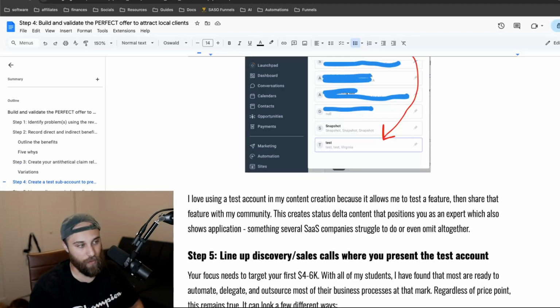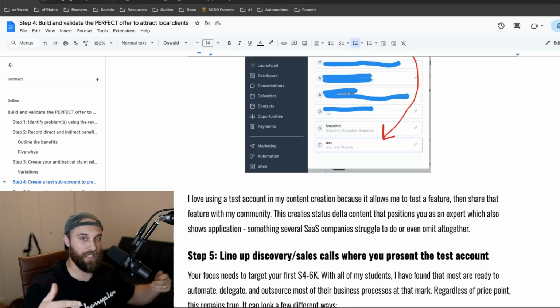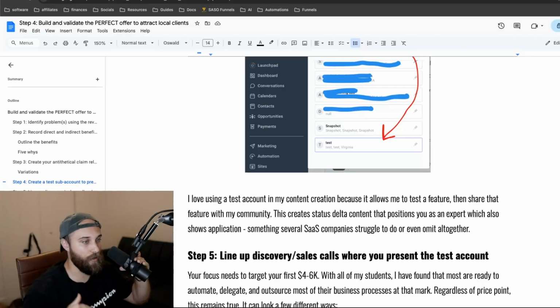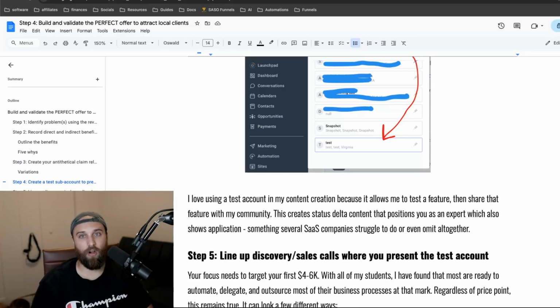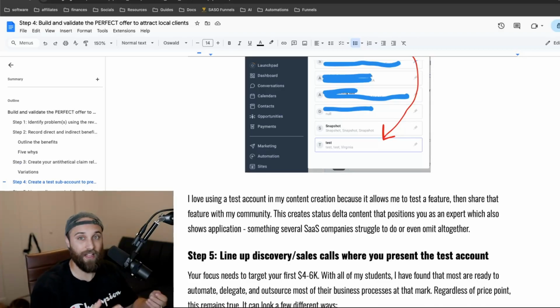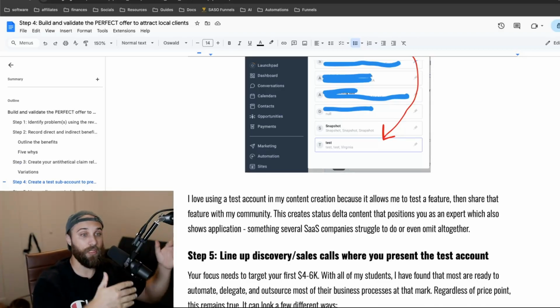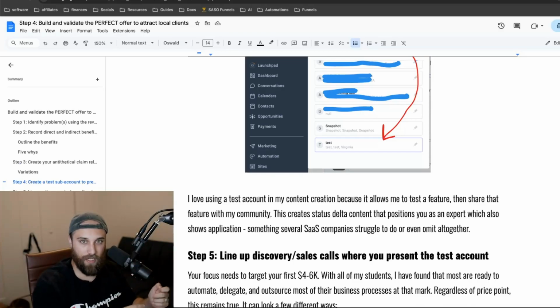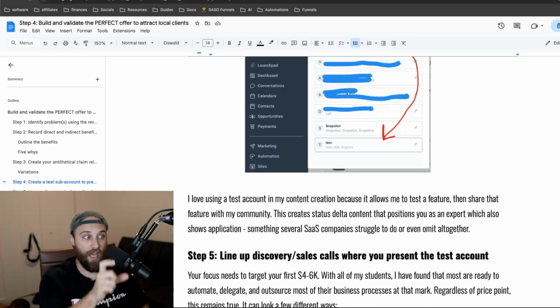But even bigger, that's going to help you create essentially status delta content. So that's basically content that shows you're above the market, basically positions you as an expert. It shows how you apply something. So this is going to be huge when you are in sales conversations, when you're trying to validate. So you have your offer, you can build out like a little website, some automations. And then when you go in a sales meeting or when you're making content, you can show, hey, here's all the things we can do.